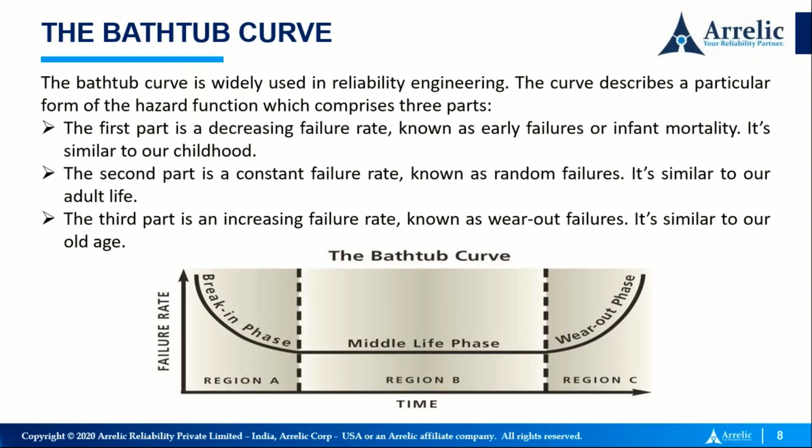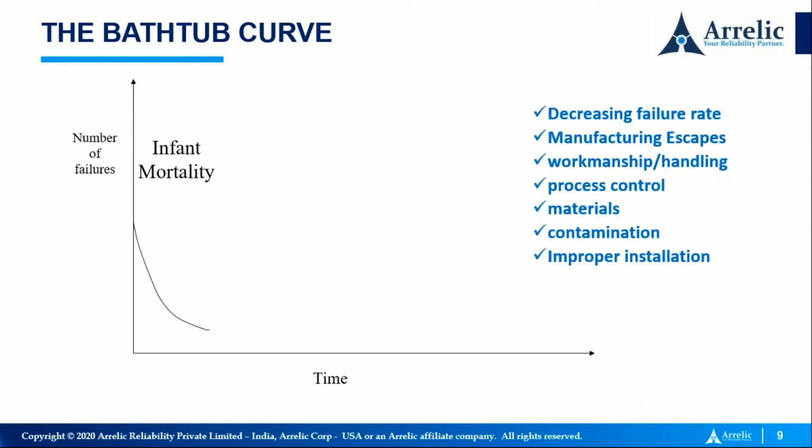And the third part of the bathtub curve is an increasing failure rate known as the wear-out failures, similar to old age. Why is it called the bathtub curve? Because the graph itself resembles the shape of a bath. More explanation of this.